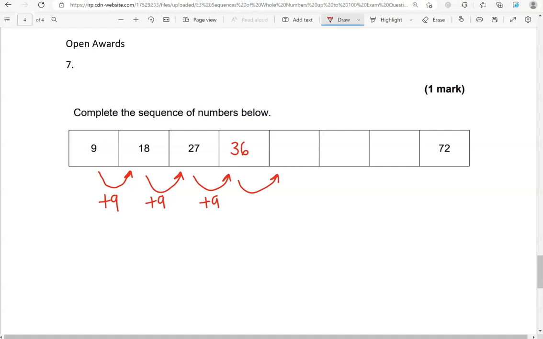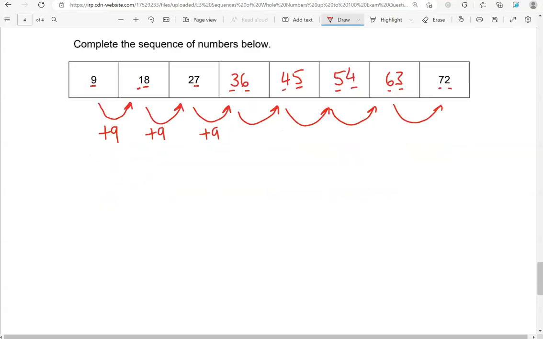Adding 9 to 36 gives us 45. Adding 9 to 45 gives us 54. Adding 9 to 54 gives us 63. And adding 9 to 63 gives us 72. You can also see how the units go down by 1 each time. And the tens go up by 1 each time. So that helps check the answers. And this is the end of the questions.